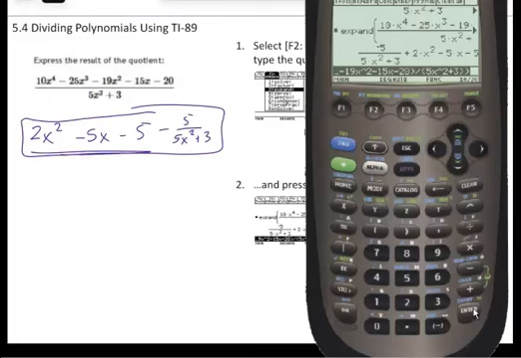If it asks you what's the quotient with a remainder of, the remainder would be the negative 5. The quotient would be the 2x squared minus 5x minus 5.